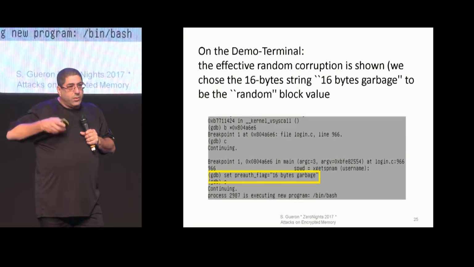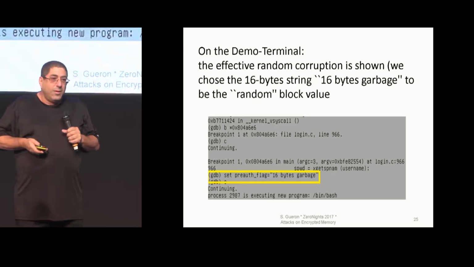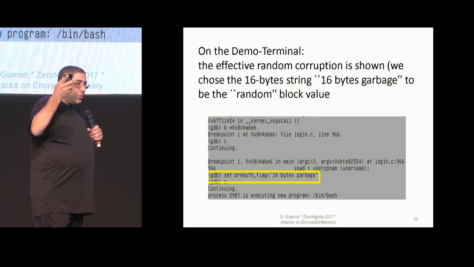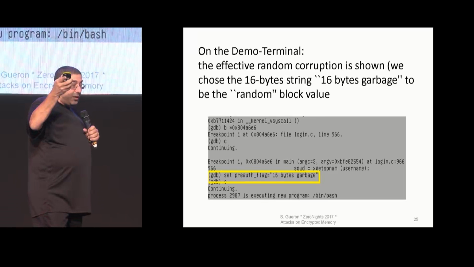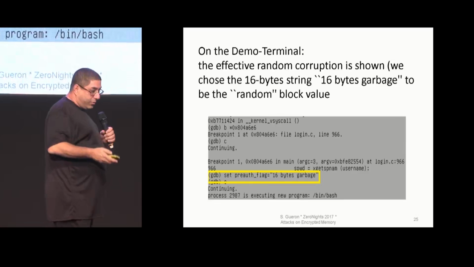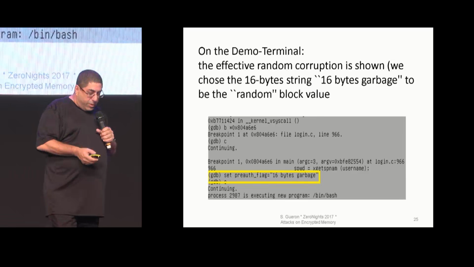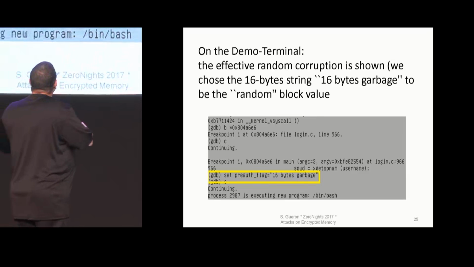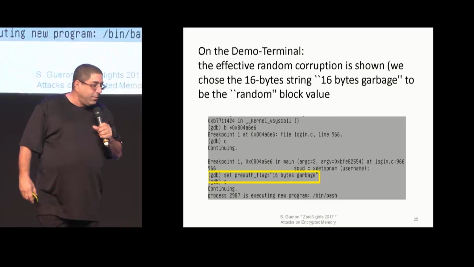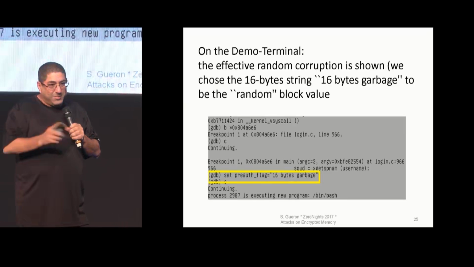So we are going to use the debugger and overwrite the memory with something arbitrary, of course, because the game is that we don't know what's in the ciphertext, or we can see what is in the ciphertext, but we don't know what it is going to be decrypted to. All right. So we are going to corrupt this memory with the sentence "16 bytes garbage." It's just garbage. This happens to be 16 bytes, right?